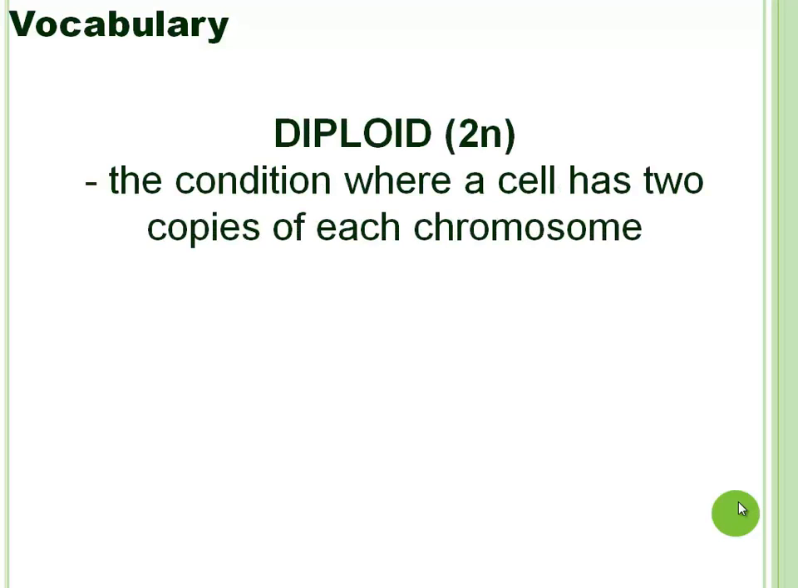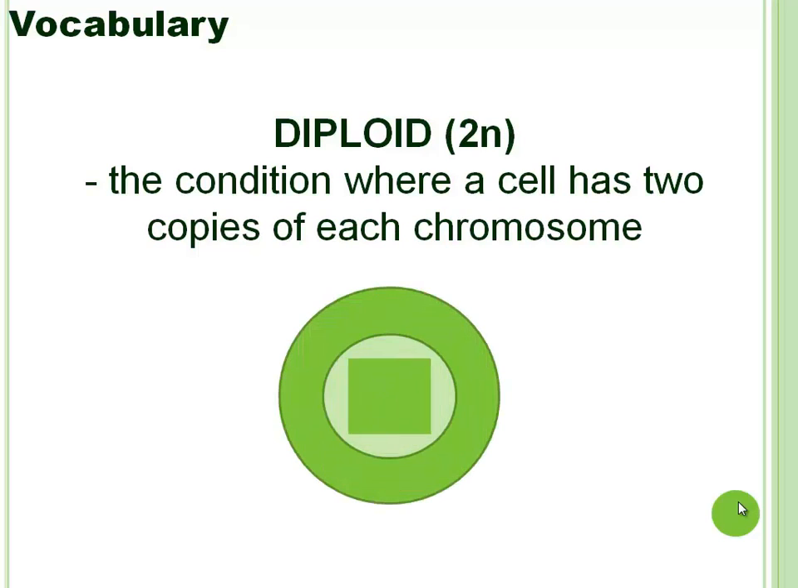On the other hand, the diploid condition is where a cell has two copies of its chromosomes. In the same manner as we did with the haploid cell, here we should place two copies of each chromosome type. So here I put two long chromosomes and another two short chromosomes. We use 2N to refer to the diploid condition.